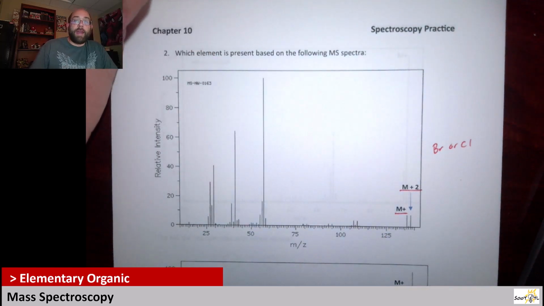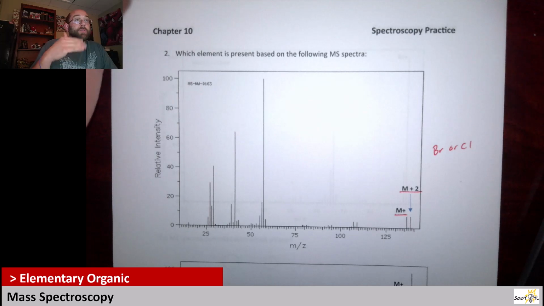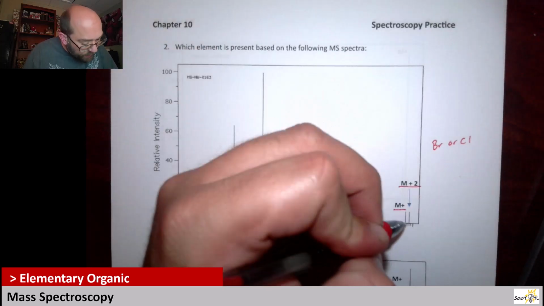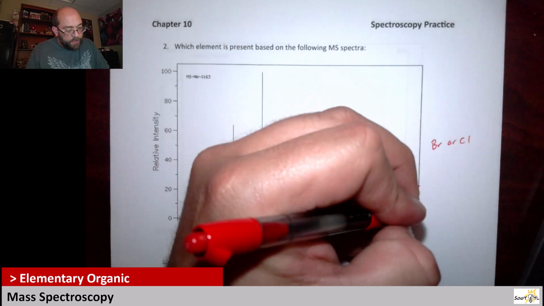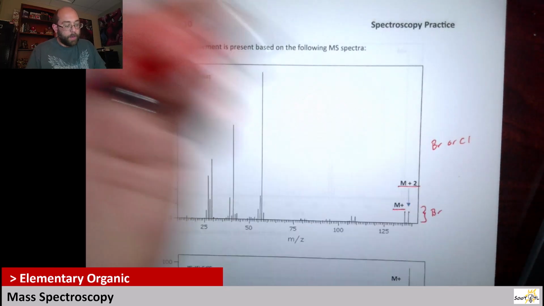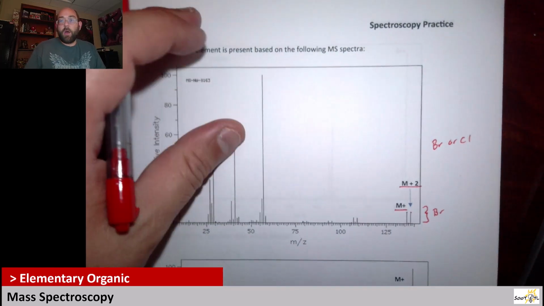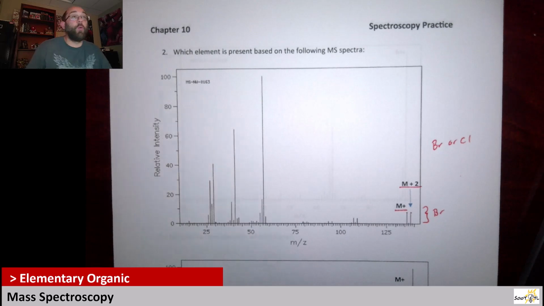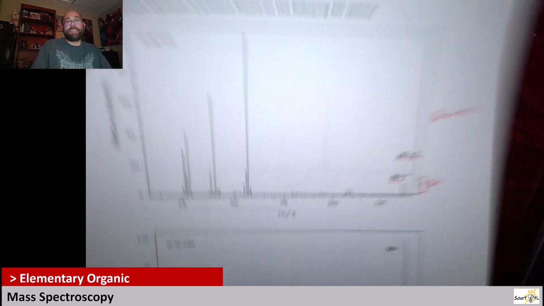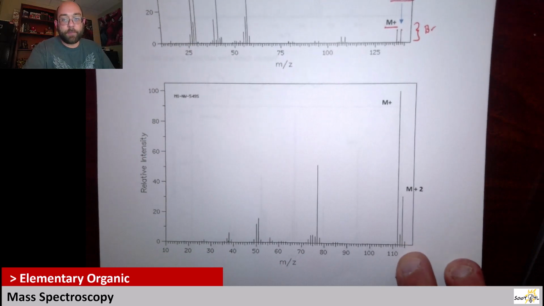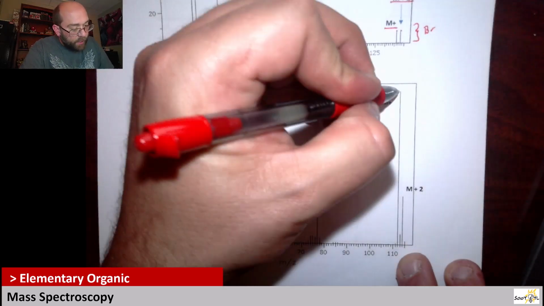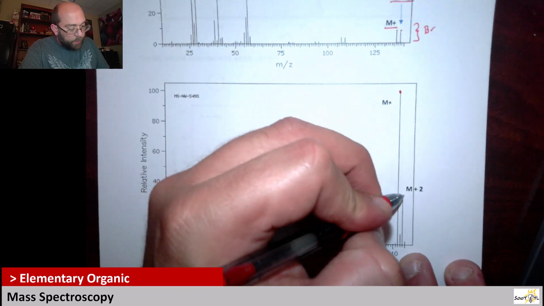The relationship in terms of the height of these two peaks will tell us if it's bromine or chlorine. For this one, you notice how these two peaks are about the same height. That tells us that it's bromine. Now, what is it going to look like if it's chlorine? Well, lo and behold, that is exactly what we see in the next one. It has an M and an M plus 2 peak.